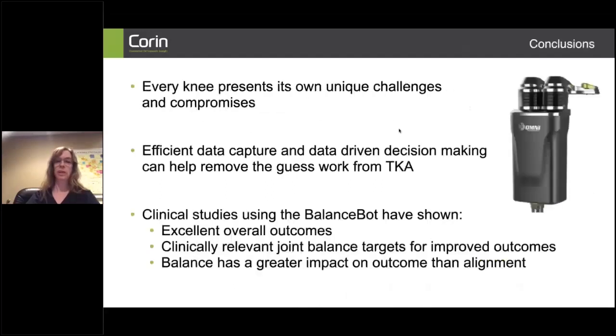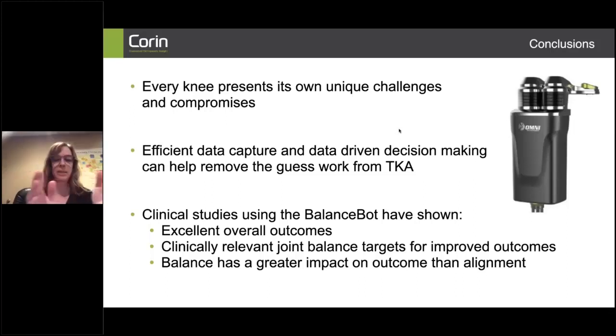Every knee is different. Every surgeon is different. Every surgeon comes to this technology with their own preferences. This does not inhibit it. It enables you to use those and become a better surgeon. You will test your own hypotheses and see the results in real time and help the patient and improve outcomes in that fashion. We have efficient data capture, data-driven decision-making.